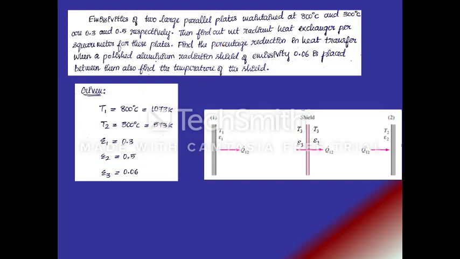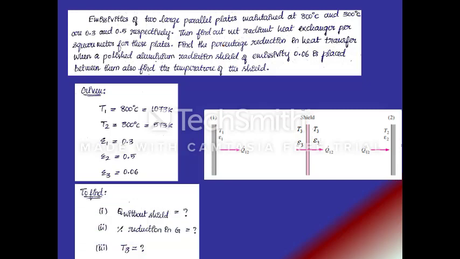T1, T2 are given, epsilon 1, epsilon 2 are given, epsilon 3 is also given. We have to find Q without shield and then with shield we have to calculate, and then finally we have to calculate the percentage reduction in heat transfer and the temperature of the shield also.